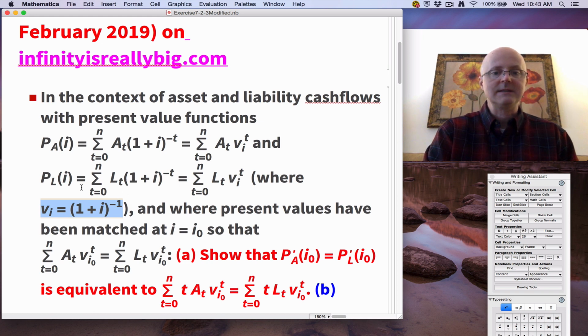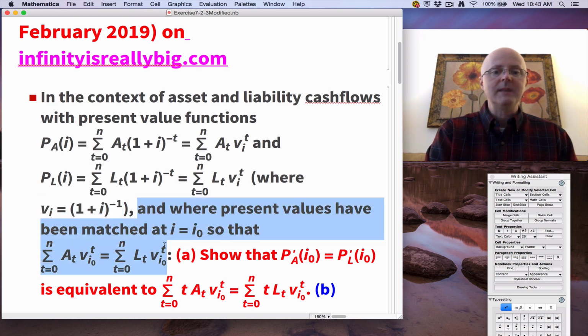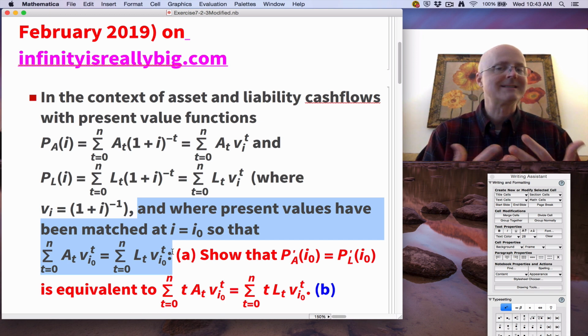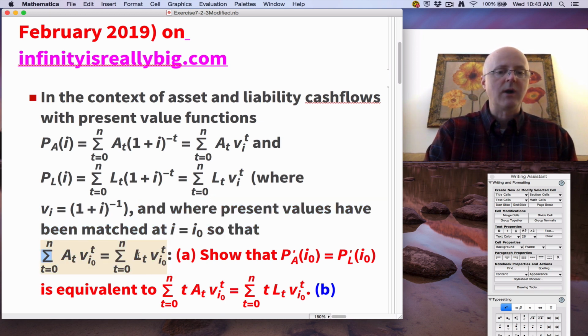Okay, so these are things you should have seen plenty of times if you are at this point in this video series. In the background, because we are matching the present values, we are going to be assuming for this entire video that this equality is true. When i is replaced by i_0, we are matching present values, so these two summations that you see here are equal when i equals i_0.